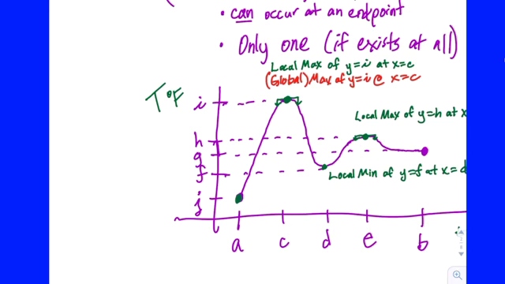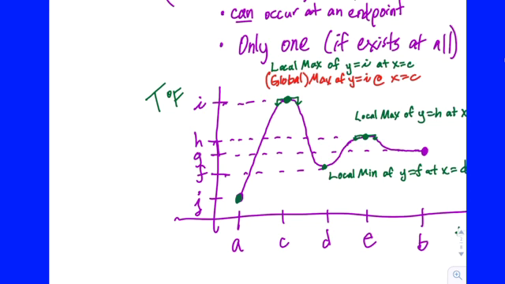Yeah, the global max is always the highest point on the graph. And it can only be one value if it exists at all. It could occur at several locations. Like if I had another peak that went as high as I, we could say the max is still I, but now it just occurs at two different x values. But you can only have one y value that is a max. And just like min, you can only have one global min.